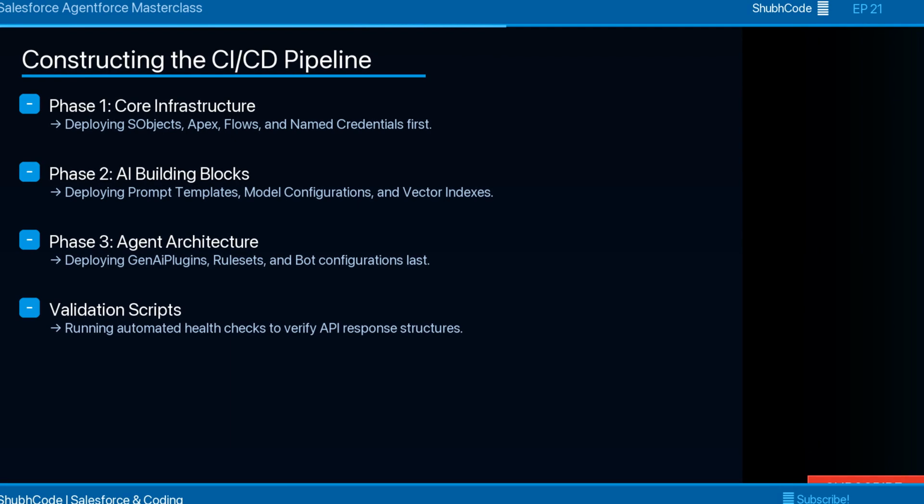Now let's build the actual pipeline using GitHub Actions or GitLab CI. The secret sauce is three-phase deployment sequencing. In phase 1, we push the underlying infrastructure, things like Apex, Flow, and named credentials. In phase 2, we push the AI logic, including prompt templates and model builder integrations. Finally, in phase 3, we push the agent metadata itself. If you try to deploy everything in one single, unsequenced block, the Salesforce Metadata API will often throw transient reference errors, because it tries to compile the agent before the actions exist.